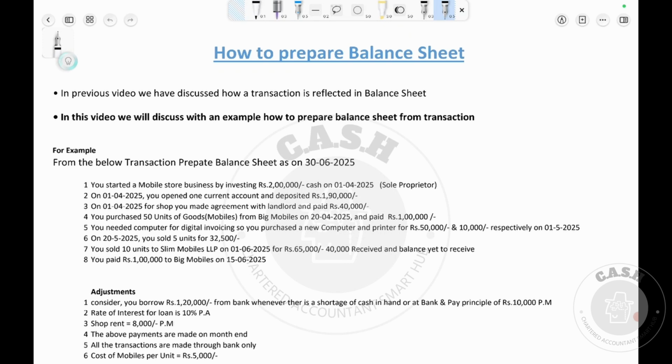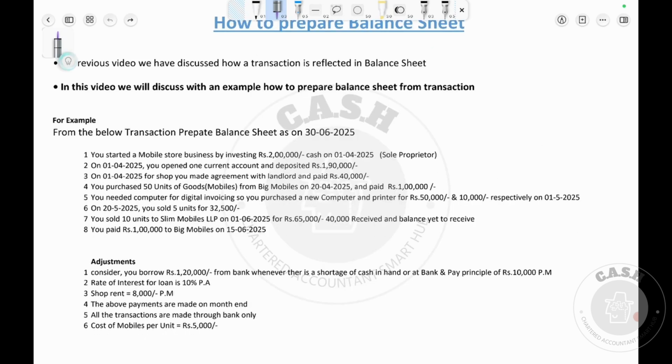In this video, we will learn how to prepare a balance sheet. In the previous video, we discussed how a transaction is reflected in the balance sheet, like how it passes through journal entry, then ledger, then trial balance, and after that P&L or balance sheet. In this video, with an example, we will prepare a balance sheet from these transactions.